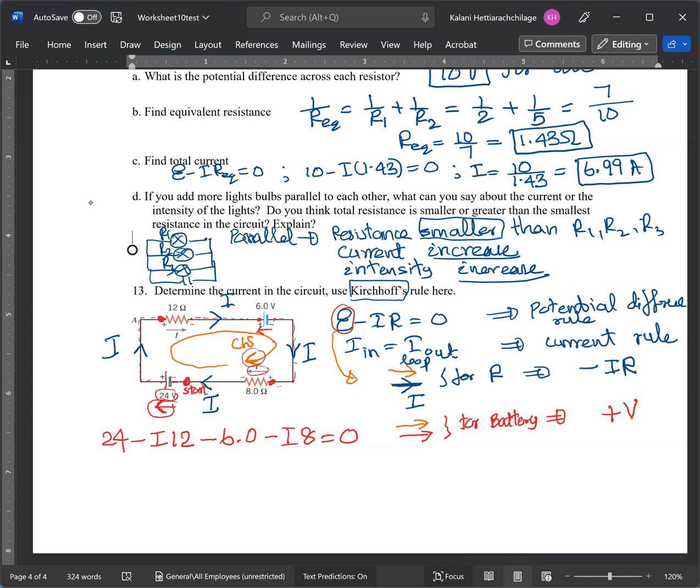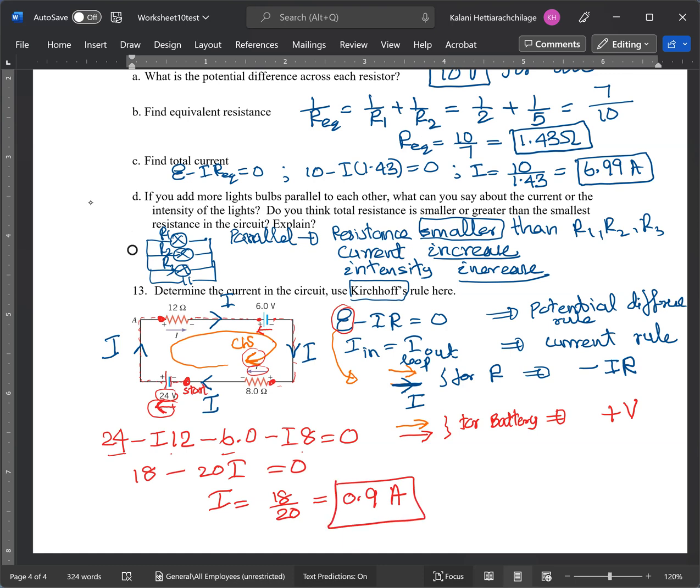So 24 minus 6 is 18, minus I times 12, I times 8, that means 20 times I, equals 0. Then you can calculate I equals 18 over 20, and that will give me around 0.9 amps.